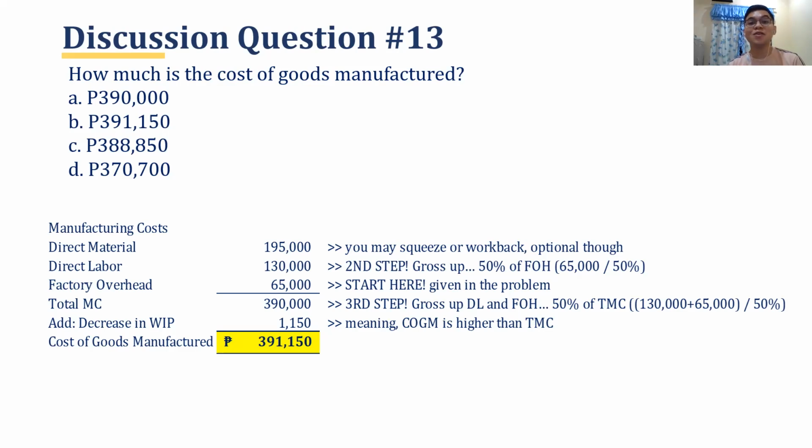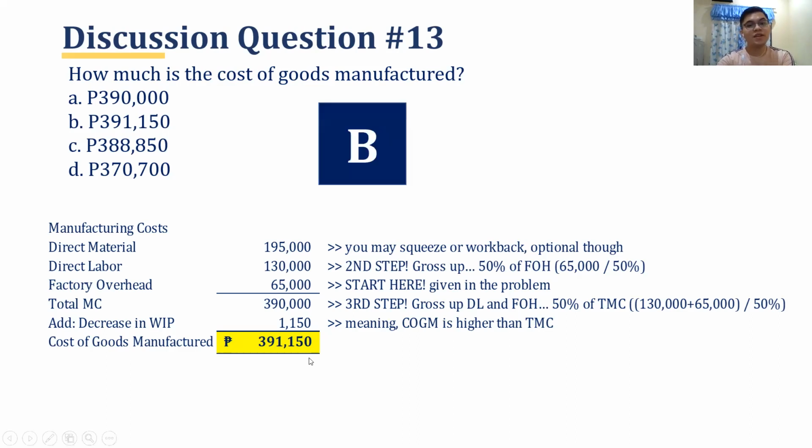Yung tinatanong kasi is cost of goods manufactured. So with the movement in your ending balances, yung relevant lang doon ay si work in process, which is nag-decrease yung ending balance niya by 1,150. Kasi nag-increase yung ending balance niya, ibig sabihin, yung cost of goods manufactured is higher than your total manufacturing cost. So yung difference ay i-add mo lang na 1,150. And there you get your total cost of goods manufactured amounting 391,150. So that's letter B.